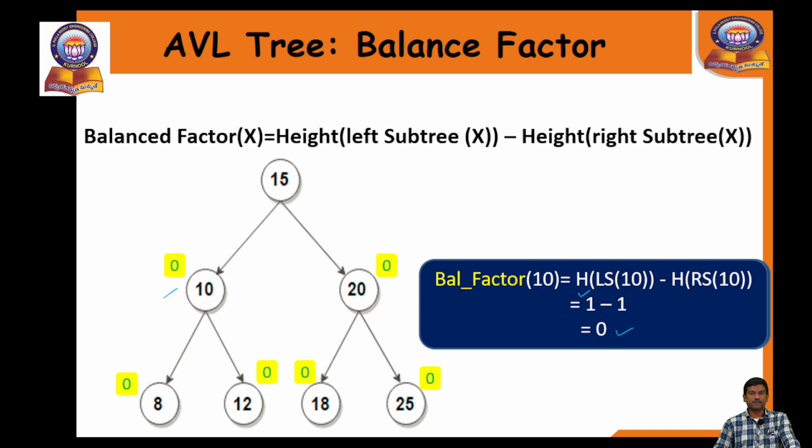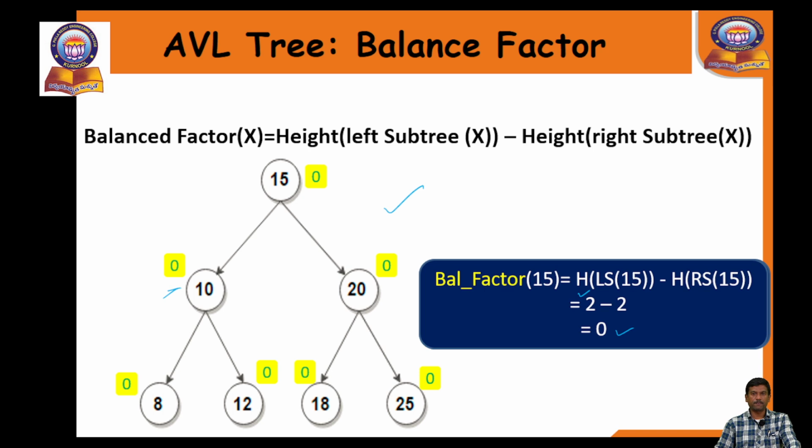In the same fashion, if you need to find the balance factor of node 15, what is the height of the left subtree? There are two levels. This is height 1, and this is height 2. So there are two levels present. So the height of the left subtree is equal to 2, and the height of the right subtree is equal to 2. So 2 minus 2 will be equal to 0. So this is what we can say is the balance factor, and it is an AVL tree.